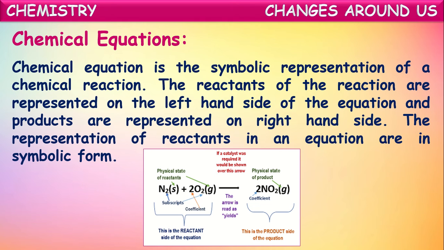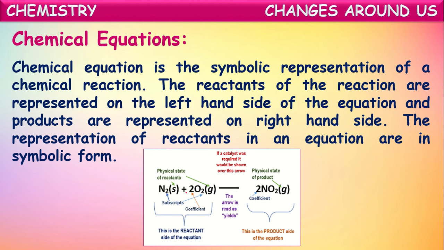For example, if you see here, a chemical equation is represented. In this reaction, nitrogen reacts with oxygen to form nitrogen dioxide. So what we can say here is that nitrogen and oxygen are participating in the reaction. Now we can call these two reactants. Nitrogen and oxygen are reactants in this reaction. And as a result of this reaction between these two, nitrogen dioxide is formed. So we can say this nitrogen dioxide is the product.